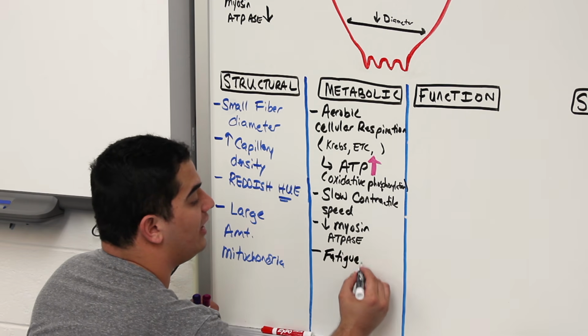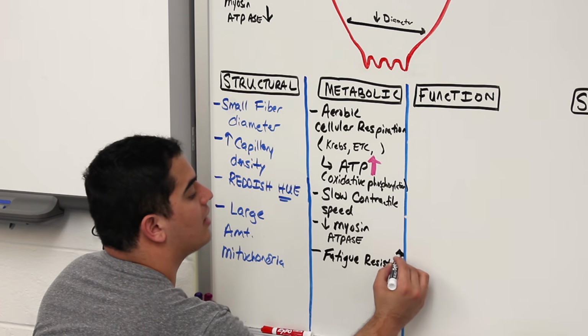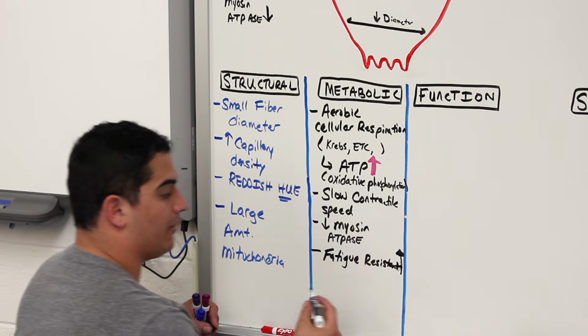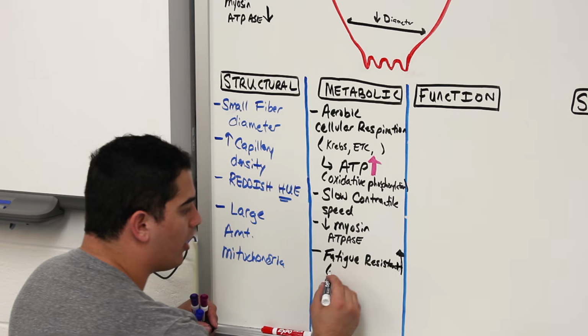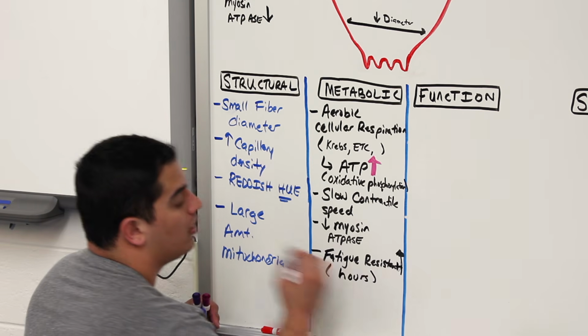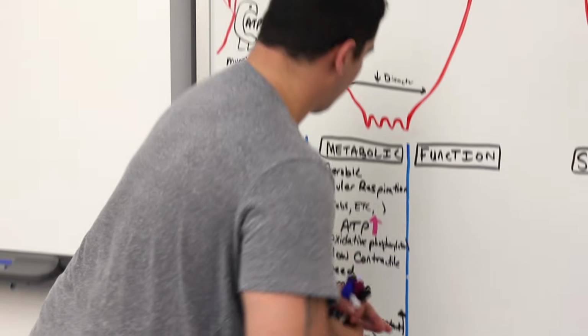Very, very fatigue resistant. High amounts of fatigue resistance. So this muscle can go on for a long period of time, carrying out its activity. If you really want to know, it can carry out this activity for hours. Many hours, okay?